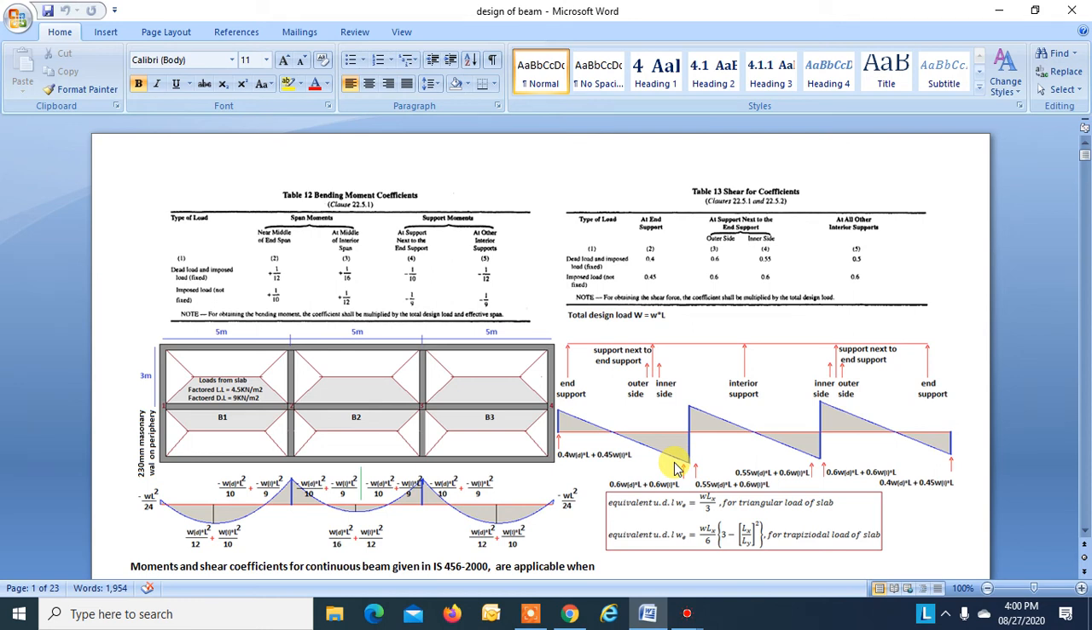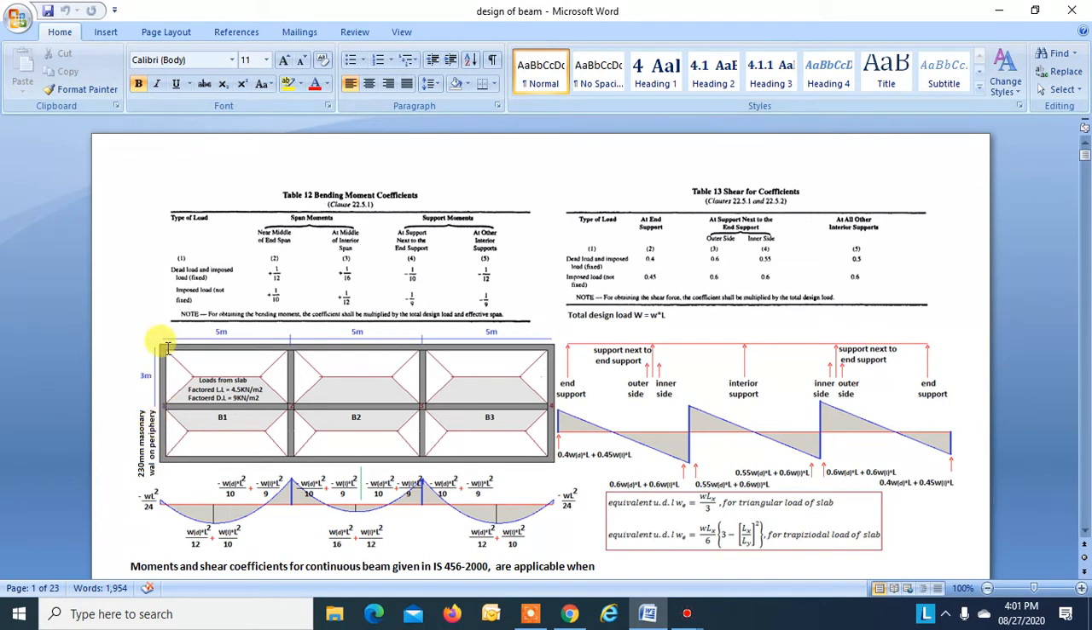We will design a continuous beam using the coefficients given in the code. Bending moment coefficients that are given in the code are like this, and coefficients for shear given in the code are like this. So this is our continuous beam, B1, B2, B3, supporting slabs on two sides. And its end is resting on the free end support.